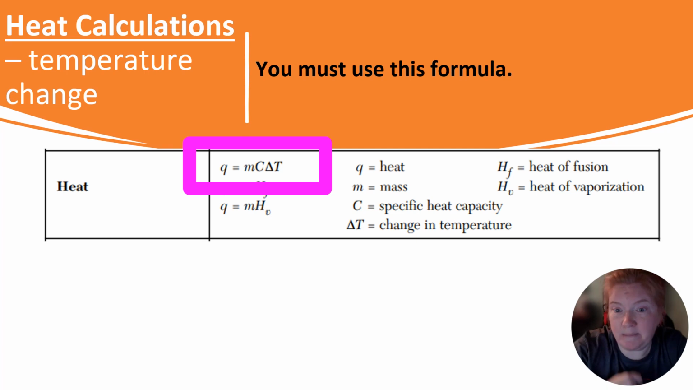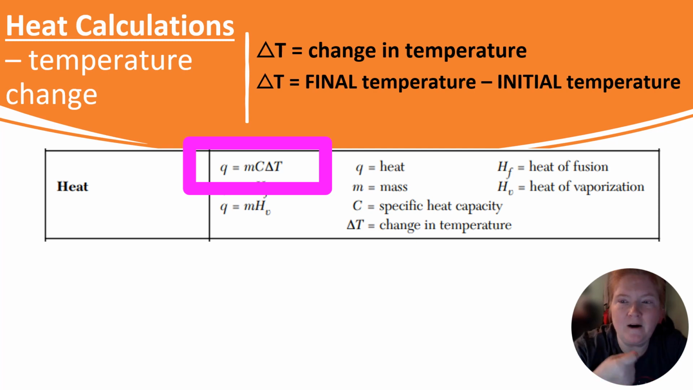Now, if there is a temperature change, you have to use this formula, which is a little bit longer and includes change in temperature. Why don't we include change in temperature in the other formulas? Because the change would be 0. My answer would be 0 because I'd be multiplying by 0. So I don't want that. So I only use this formula when the temperature is changing. Now, delta T is the change in temperature. How do you find it? You take the temperature that you end with minus the temperature you started with. The order matters.